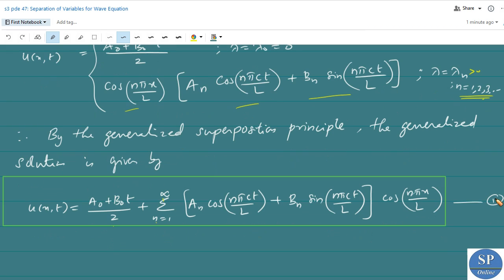So we have obtained the solution u of xt equal to a naught plus b naught t divided by 2 plus summation n from 1 to infinity, an cos n pi ct by L plus bn sin n pi ct by L into cos n pi x by L. So the next step is to find the coefficients an and bn for n equal to 0, 1, 2, 3, etc. For that we need to use our initial conditions, so that we can discuss in the next lecture.